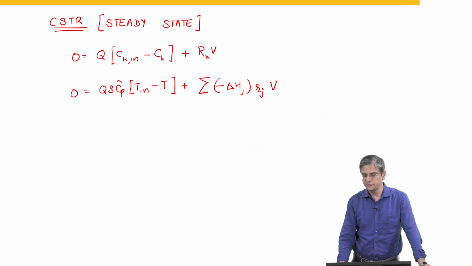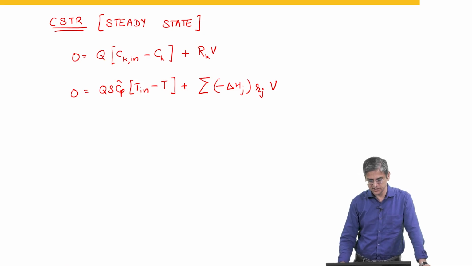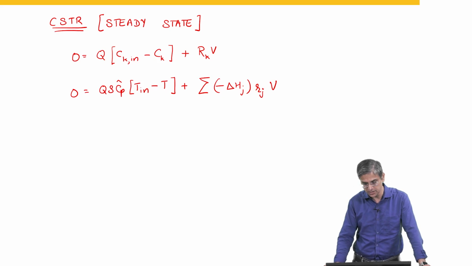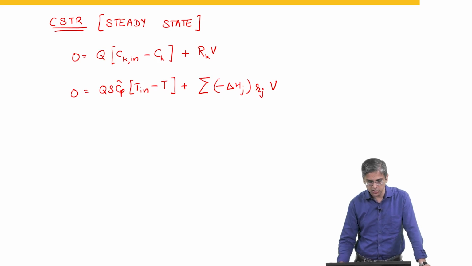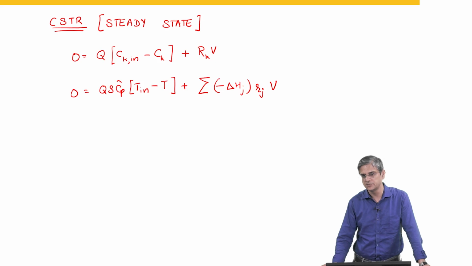Again, if you follow the same procedure for a single reaction, you can substitute your Rk as nu k multiplied by small r. You can replace small r with your Q multiplied by Ck in minus Ck, and therefore you will be able to write T equal to T in plus delta T multiplied by conversion.